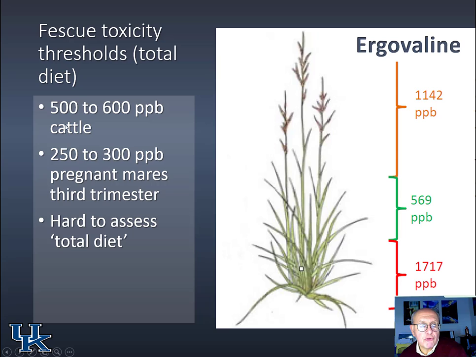So the thresholds do vary. I told you 500 to 600 parts per billion with cattle, 250 to 300 parts per billion for pregnant mares in the third trimester. The whole trick to this is, if everything was 100% tall fescue and these were the toxicity levels, then you would be a genius consultant, because you would know without a doubt whether a field was toxic or not, and you would know what you needed to do. But it's hard to assess exactly what livestock are eating in a grazed pasture.